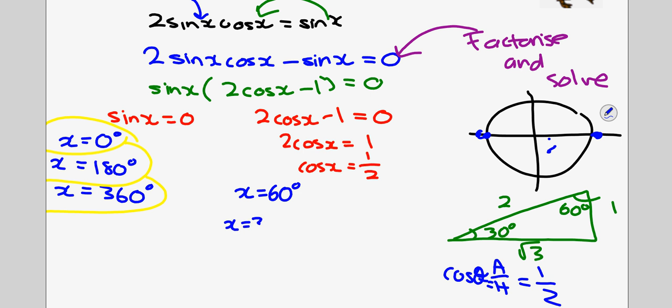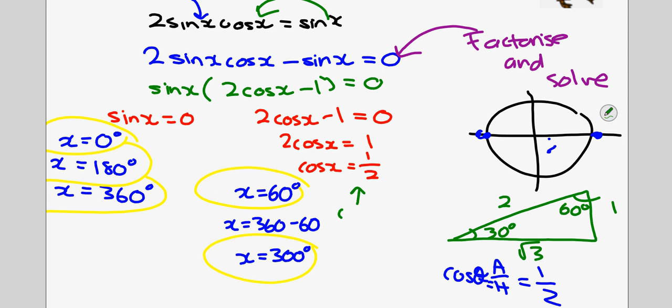Yeah, 360 minus 60, if you want to write working out, 3 equals 300 degrees. Yeah, good. A lot of thinking in that, isn't it? So let's just also write cos is positive in quad 1 and 4. So that's why there's only 2 answers.